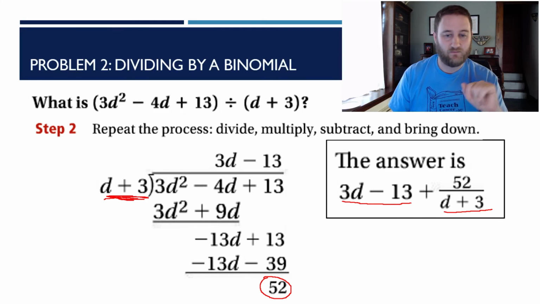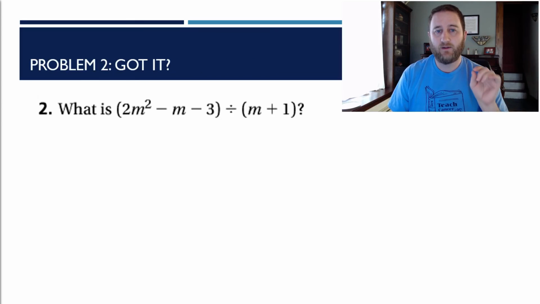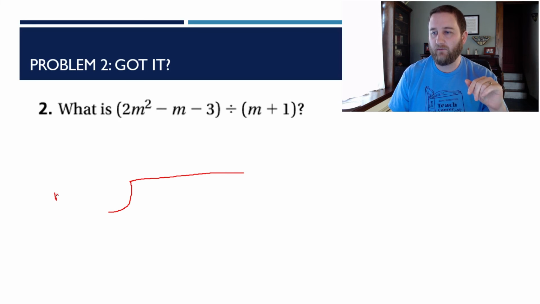Again, if you need any of that repeated, feel free to pause, rewind, go back, whatever. Go ahead and try the got it problem now on your own. Set it up so that you have 2m squared minus m minus 3, and then the divided by sign, and then have the m plus 1 on the outside. Go ahead and pause the video and work it out.